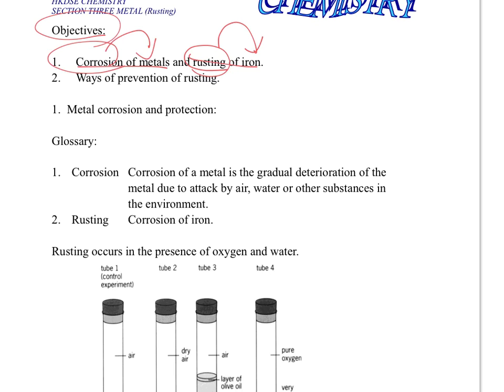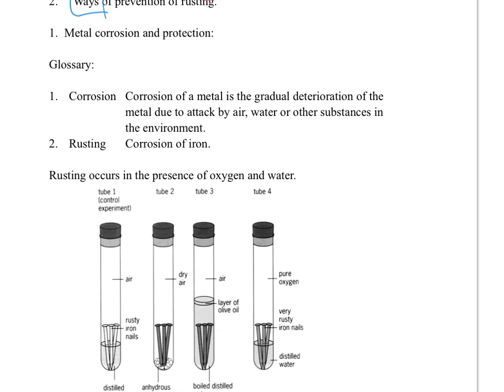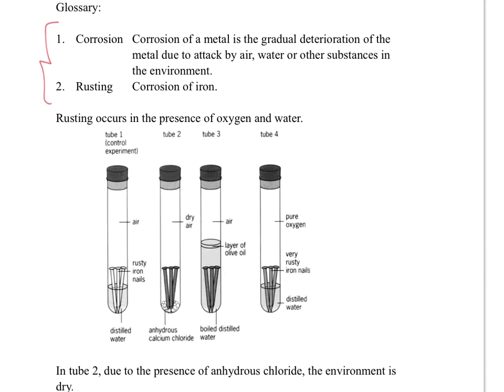So of course, we know how to make the metals corrode or the iron rust. But we want to have some prevention. Prevent the metals from corroding or prevent the metal from rusting. So we need to learn the ways of prevention of rusting. First of all, we consider how the metal corrodes. I explained these terms already, so you just have a look at this.